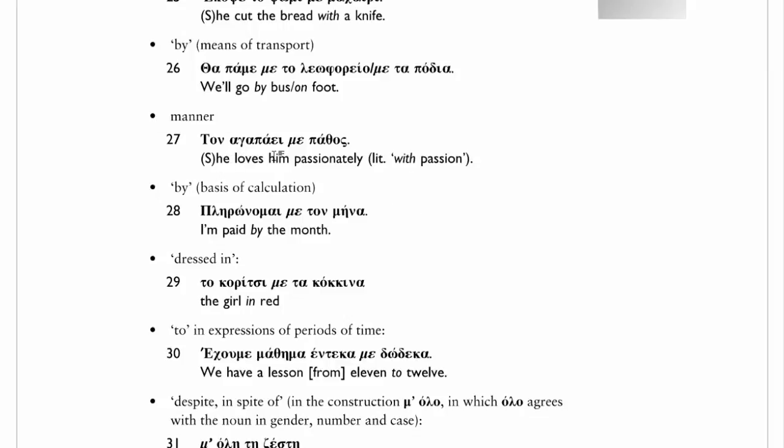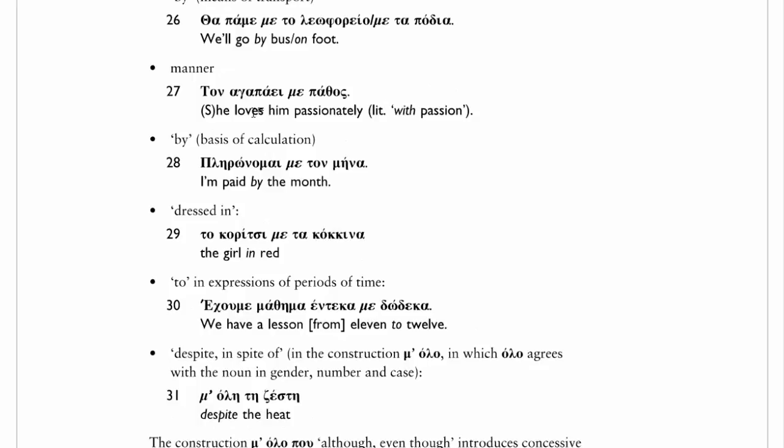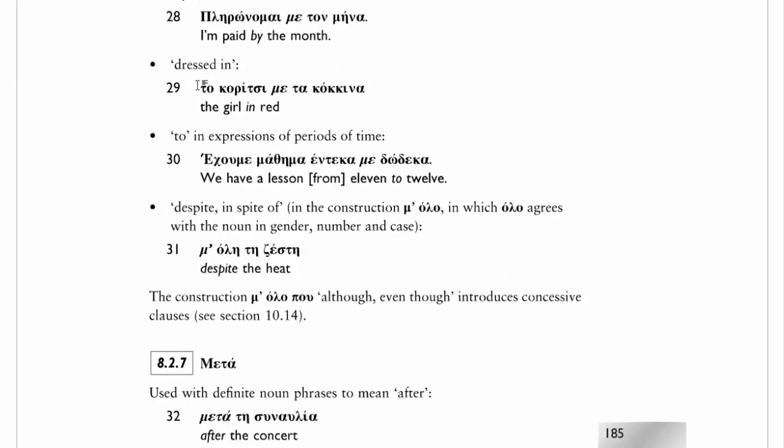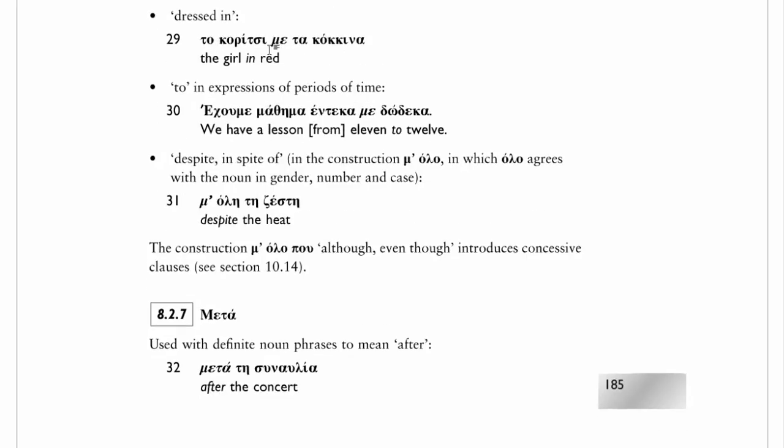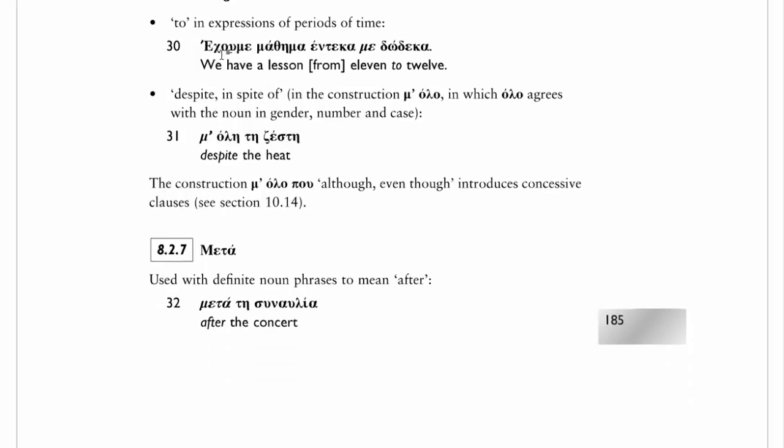Manner. Τον αγαπάει με πάθος. She loves him passionately, with passion. By basis of calculation. Πληρώνομαι με τον μήνα. I'm paid by the month. Dressed in. Το κορίτσι με τα κόκκινα. The girl in red. In expressions of periods of time. Έχουμε μάθημα από τις έντεκα με δώδεκα. We have a lesson from 11 to 12.